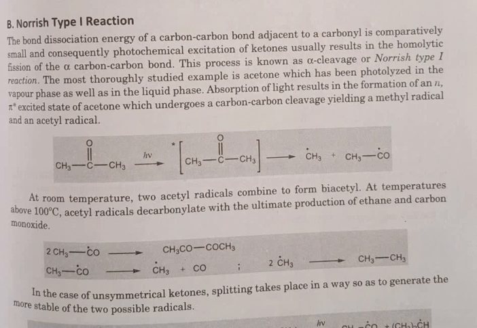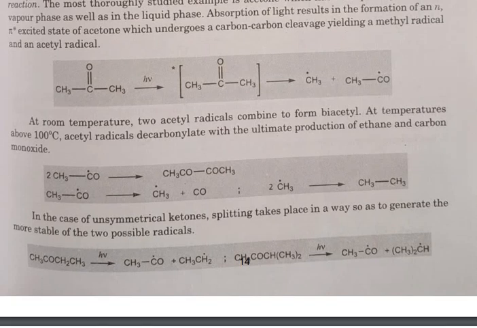reaction. Now you can see in the second step, how the acyl radicals combine together to form a diketone. The acyl groups further break and methyl radicals form, and two methyl radicals combine together to form ethane. So the key step in this reaction is alpha cleavage.